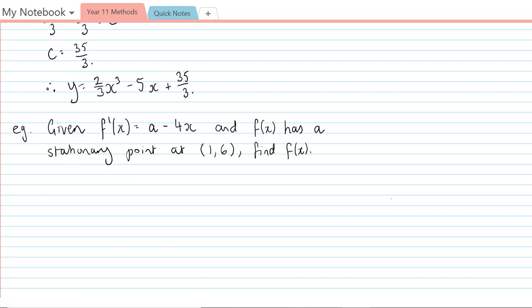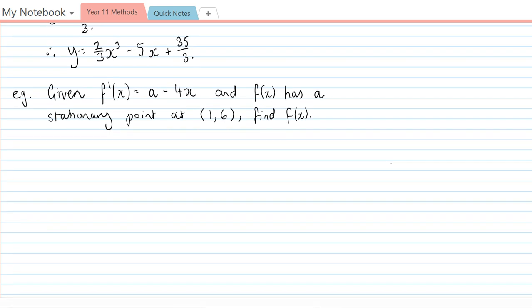Okay, so here we are back again. So given f dash x equals a minus 4x and f of x has a stationary point at (1, 6), find f of x. Now the problem here is that we have an extra variable in the problem. We've already got an a there. So we can anti-differentiate it, but then we're going to have an ax term, we're going to have a plus c as well, and it's just going to get really messy. So we have to look at this question. We're going to have two variables, and so we're going to need two equations to solve it.